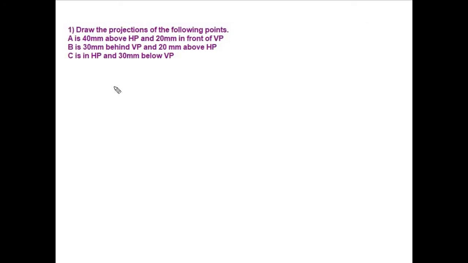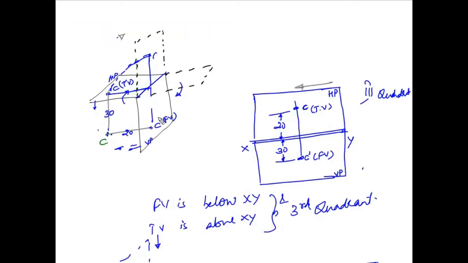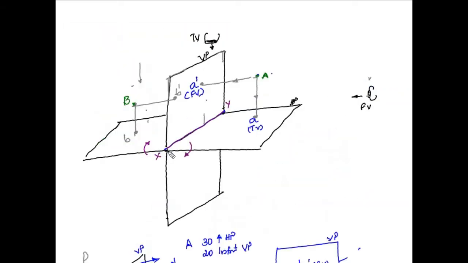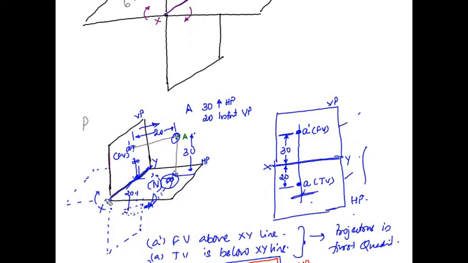So the idea here is to understand how the point is being projected in different quadrants. For these three problems, first I will show the pictorial representation and then we will draw the projection, just the way we did here. For each of the points, we have shown the pictorial representation, and this is the projection of the point finally. We will take each one at a time.